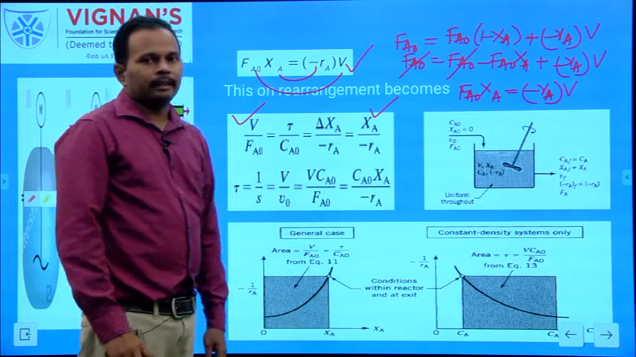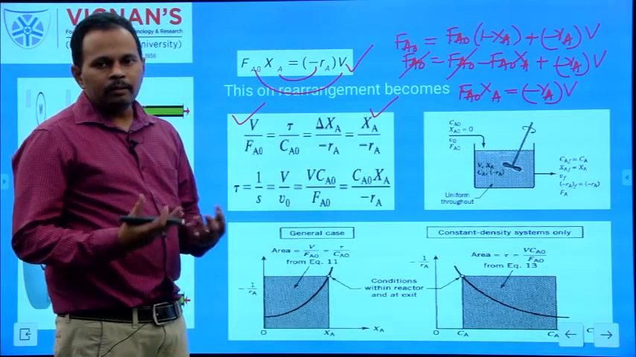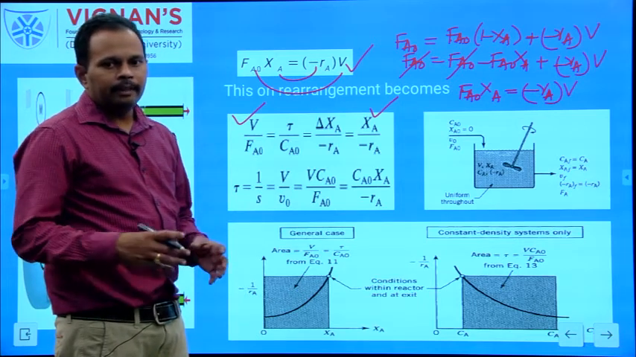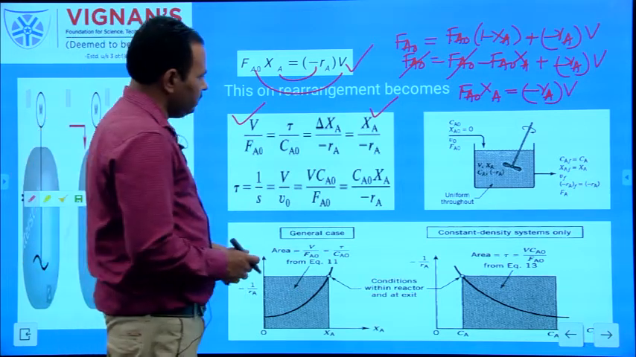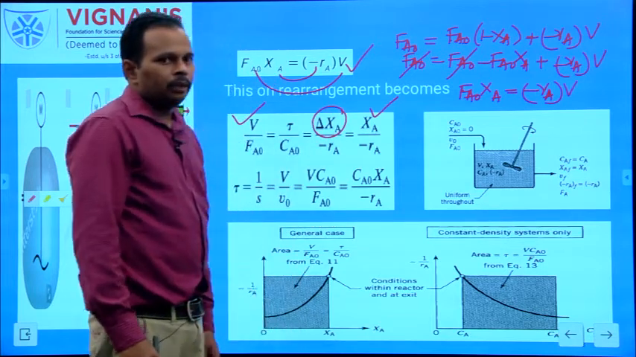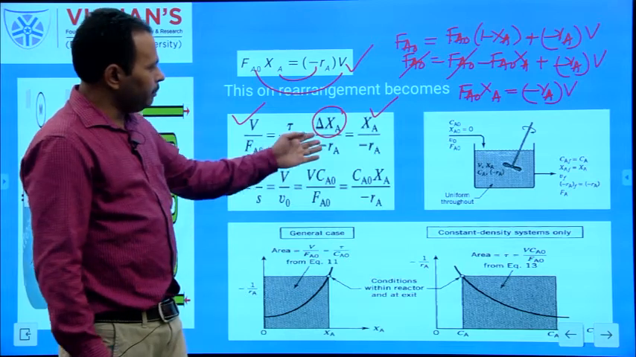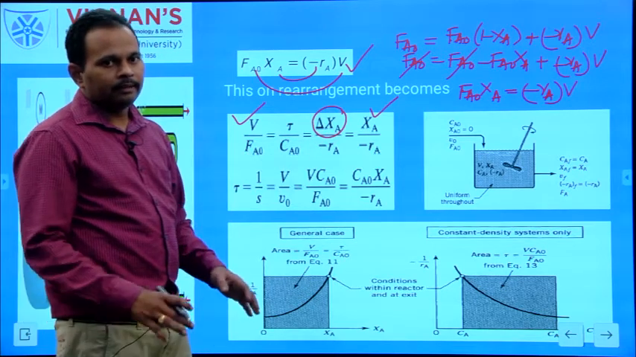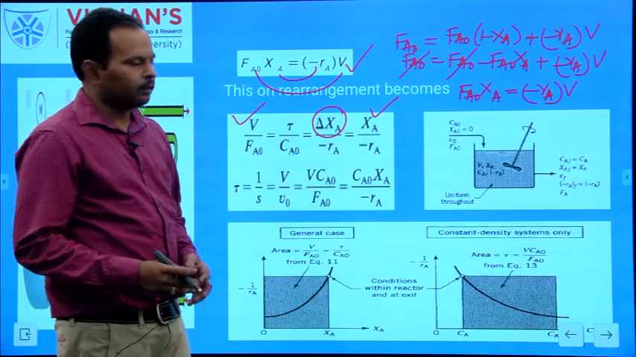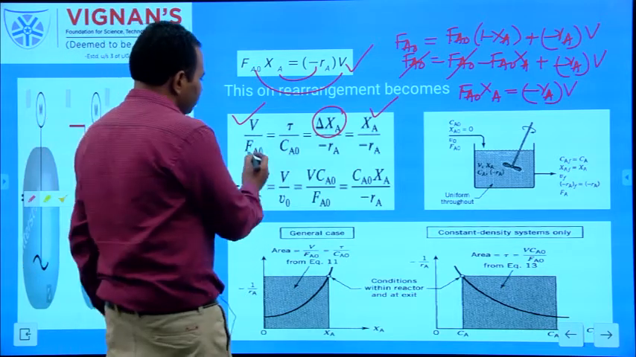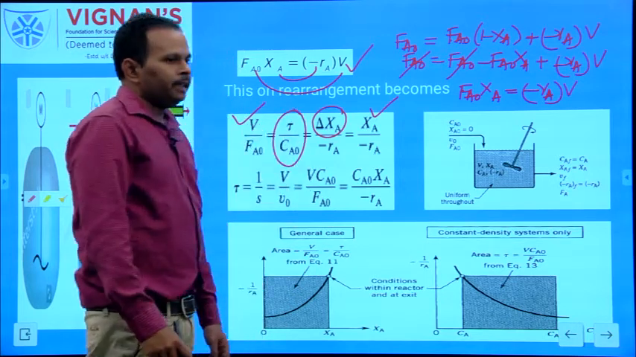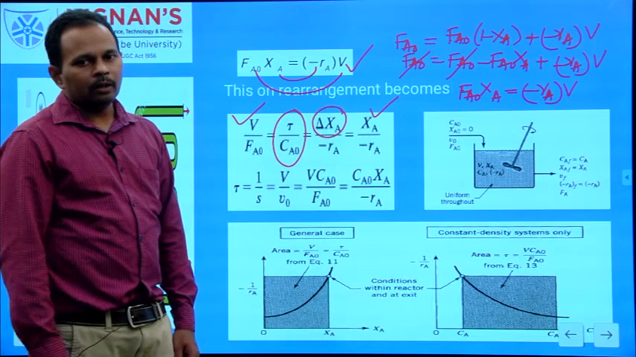Sometimes when you use two MFRs, the X_A is the conversion variation between these two. In that case, you can write delta X_A by minus r_A. When you use two or more reactors in series, X_A can be replaced with delta X_A, because X_A is then the variation in conversion between the reactors. And from the space-time definition, V by F_A0 can be written as tau by C_A0.